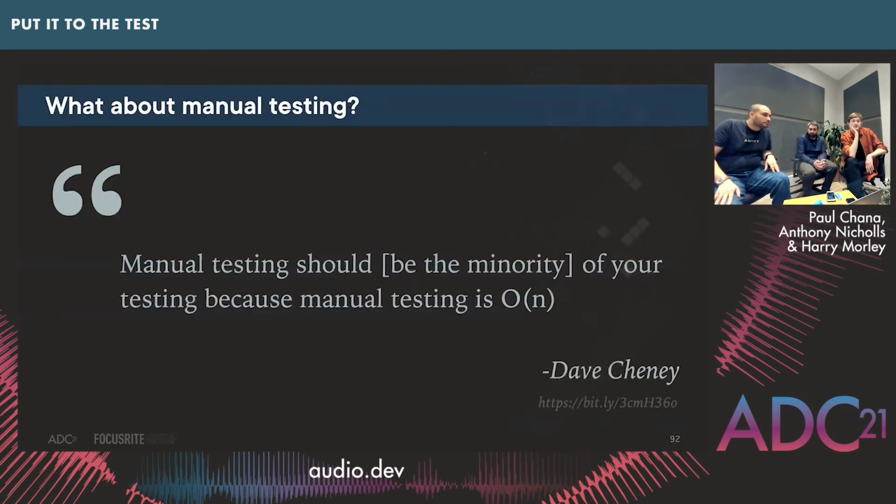So this is a quote from Dave Cheney that I really liked. Manual testing is order N. It's slow, it's error prone. We can automate all of this stuff, and that's a better use of time. And then what your QA gives you is that human perspective, the thing that your tests can't pick up.